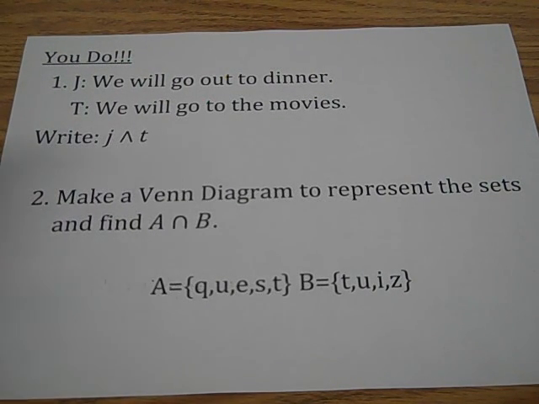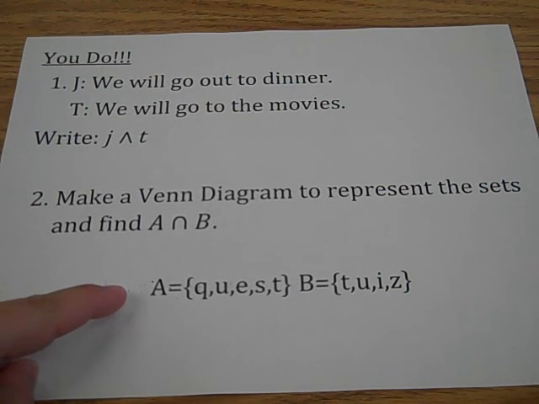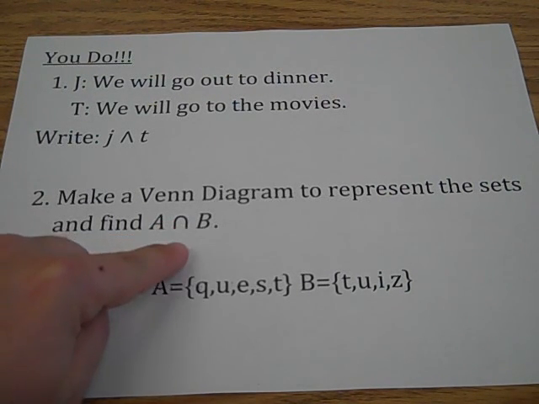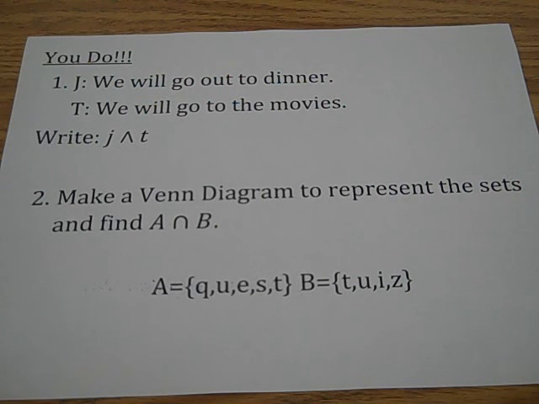Two problems here. I want you to write this symbolic statement in words, and I want you down here to draw a Venn diagram and find the intersection of sets A and B.